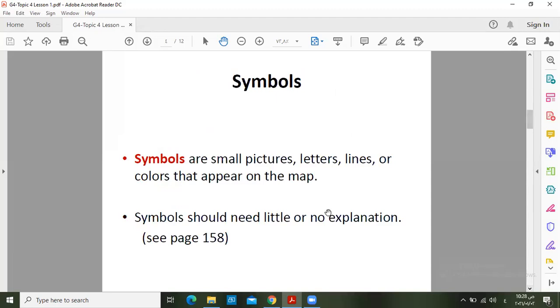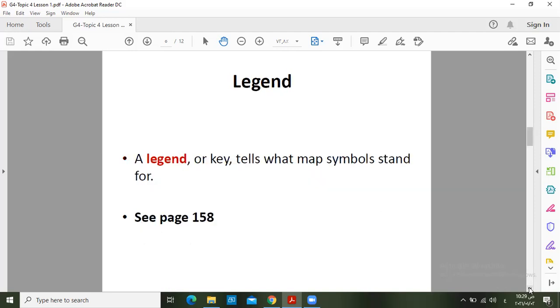What are the symbols? They are small. Sometimes the symbols can be pictures, letters, lines, colors, and so on. They appear on the map and they need little or no explanation. They are easy to understand. You can sometimes understand these symbols directly without explanation. So symbols can be pictures, letters, lines, colors, and so on. You can see how the symbols appear in page 158.